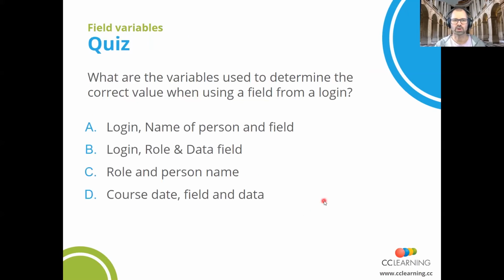Okay, so here we go. Here's a quiz. What are the variables used to determine the correct value when using a field from a login? You might remember that widget that came up, and there were 3 different items there we had to choose. Are they the login, name of person, and field? Are they the login, role, and data field? Is it the role and person name, or is it the course date, field, and data?